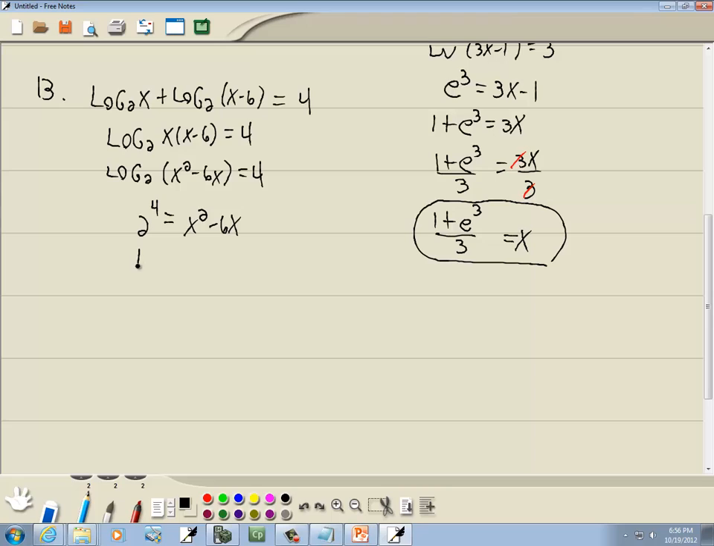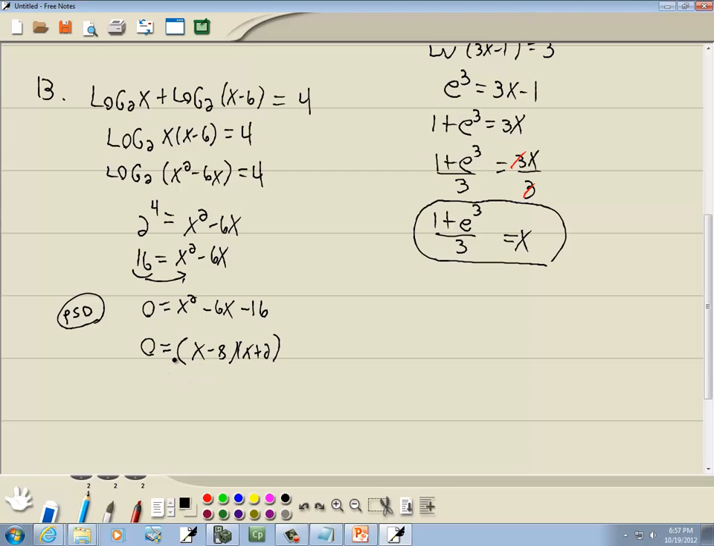First, 2 to the 4th gives us 16. Now take 16 over to the right side. Remember, when you take anything across your equals, your sign changes. So the 16 becomes a negative 16. And we factor this using the PSD method. This is x minus 8 times x plus 2.